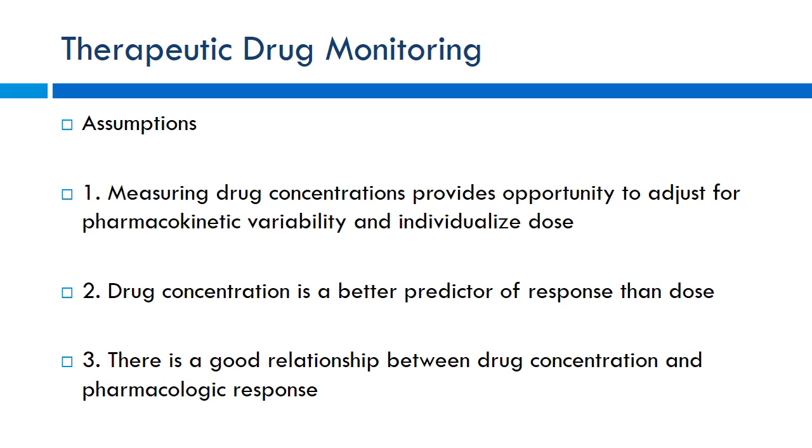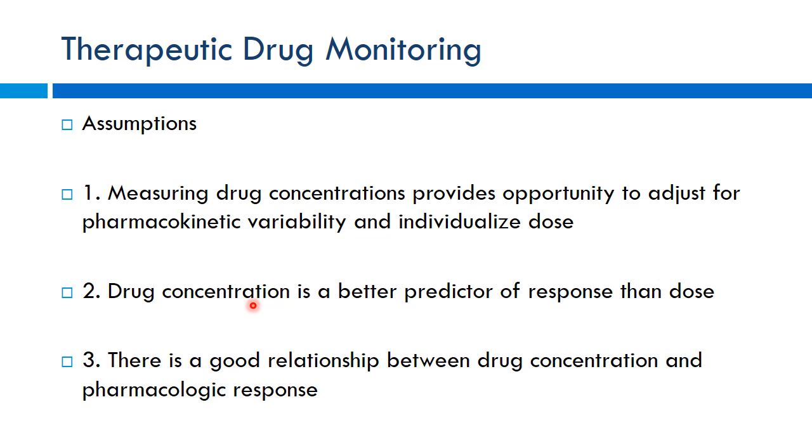Certain assumptions we should be making with therapeutic drug monitoring. One, that measuring the drug concentration gives us an opportunity to adjust that dose for the patient's variability and also individualize the dose essentially. So for instance, if their drug only comes in one way and we can't really change that, then it's not going to be super useful to us, right? We need to have control over how often we give the drug and what the dose is going to be. We need to find that the concentration of the drug is going to be a better predictor of the response than just the dose that we're giving.